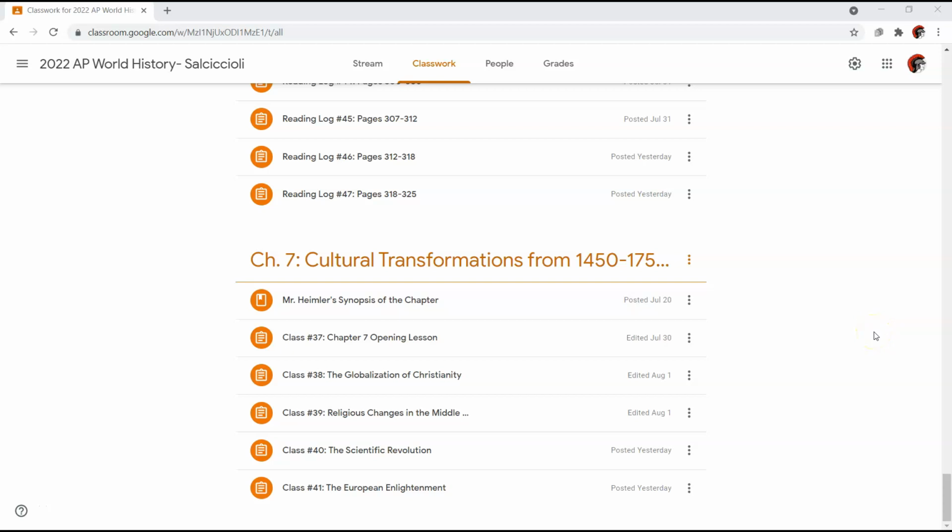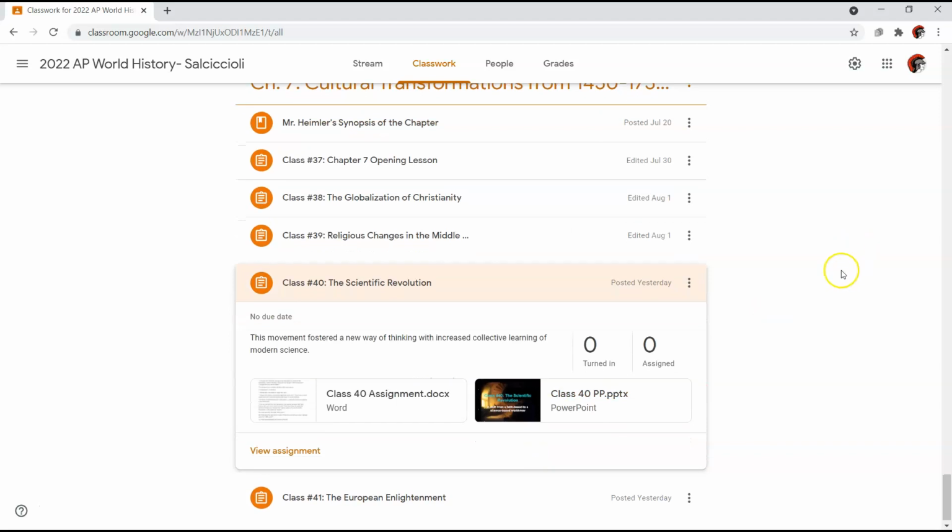So we are in our final two lessons of Unit 2, 1450 to 1750, and our final two lessons for Chapter 7. And you can look at the bottom here. We have the Scientific Revolution and the European Enlightenment, and they are related to each other. So if you were absent, if you click on this, you will see there's an assignment and a PowerPoint.